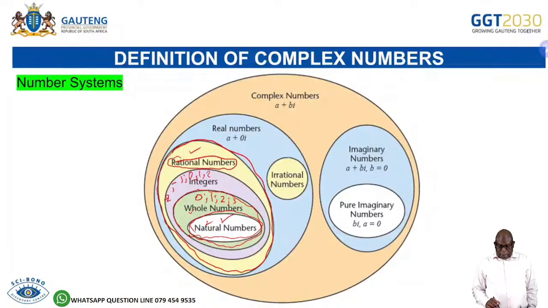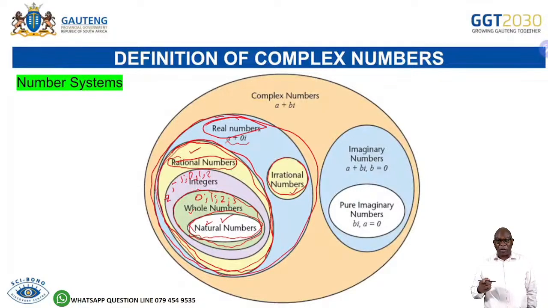Now, the set of irrational numbers is outside the set of all these numbers. So you can see irrational numbers are not part of rational. We can't say a number is irrational and rational at the same time. So it's outside the rational numbers, but everything else is inside here, and these numbers are called the real numbers. So real numbers can be written like this: a plus 0i. Now that i there, we're going to talk about it just now. So it's a plus 0i, and this is the set of real numbers. So then we have what we call imaginary numbers.